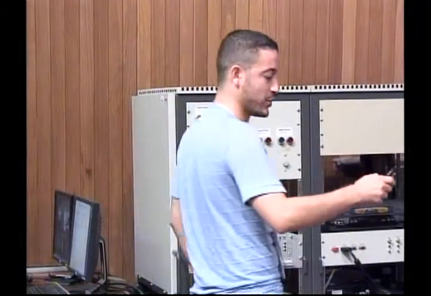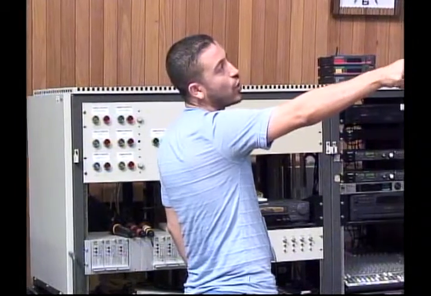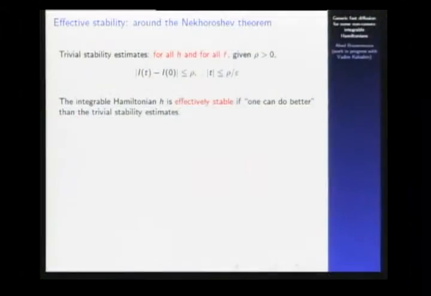Effectively stable means I have this for a longer period of time. Here it's for a period of time which is of order 1 over epsilon. So if epsilon is small, this is big. But maybe I can do it for an even longer time interval.